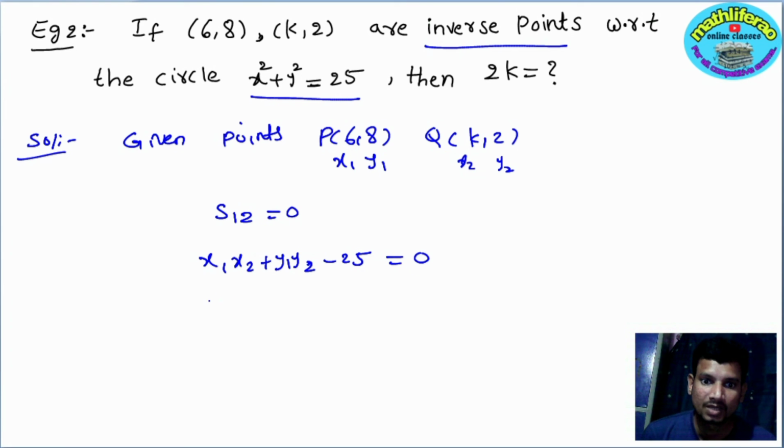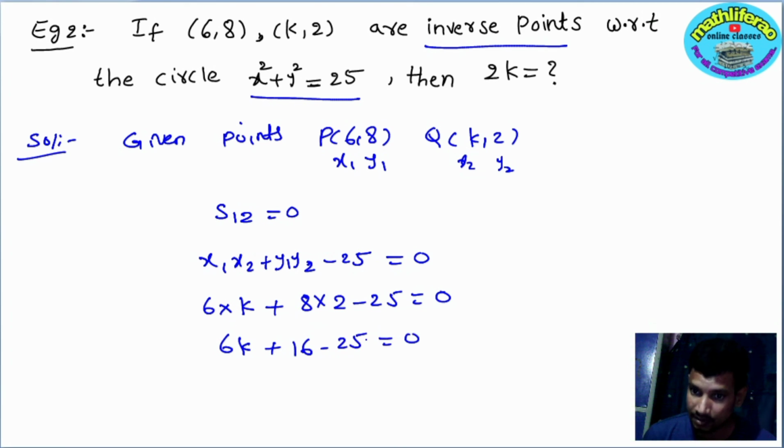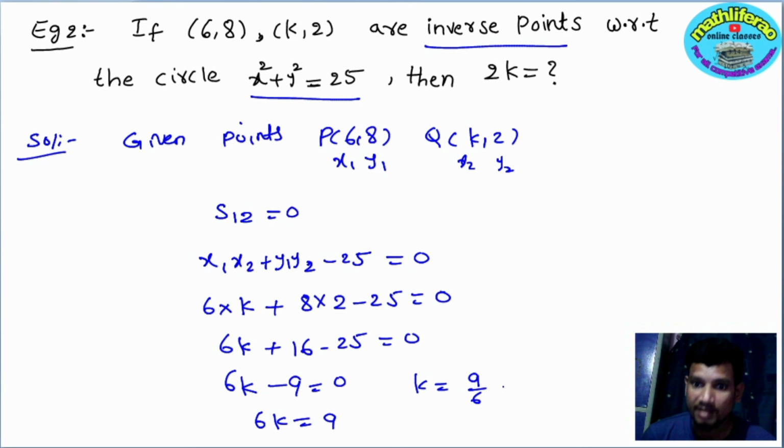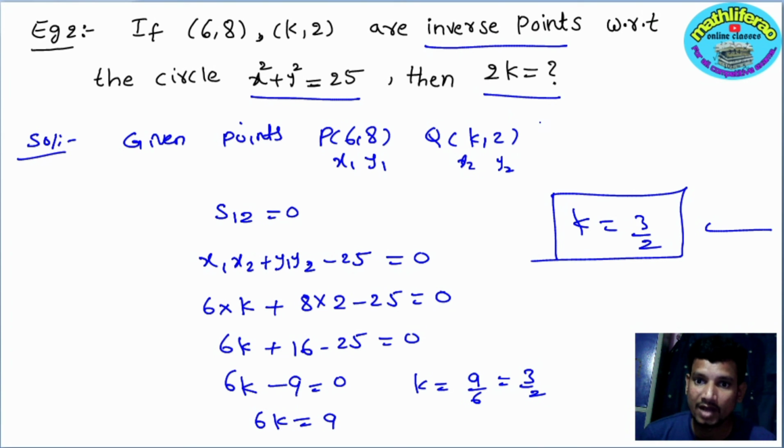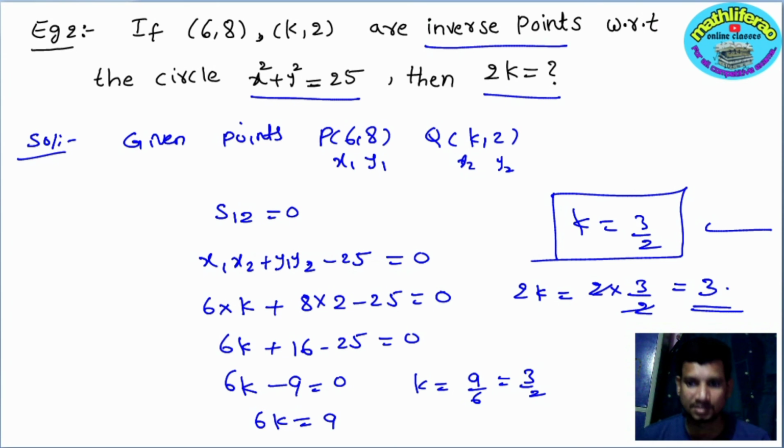So here x1 x2 is 6 into k plus 8 into 2 minus 25 equal to 0. 6k plus 8 into 2 is 16, minus 25 equal to 0. 16 minus 25 is minus 9. 6k equal to 9, k equal to 9 by 6, value 3 by 2. We have to find the value of 2k. 2k equal to 2 into 3 by 2. Here the 2s get cancelled. Your answer is 3. So here, inverse points are conjugate points.